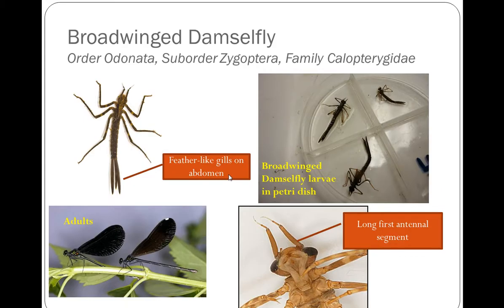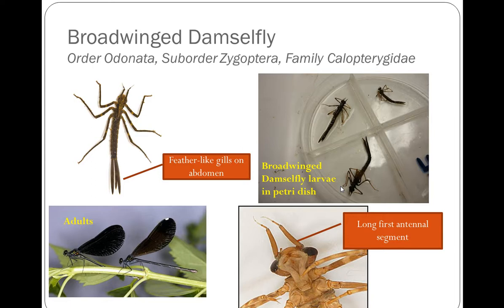Next, we're getting into the damselflies. For RiverWatch, we use broad-winged and narrow-winged damselflies, so we divide them up. For broad-winged damselflies, we're in the order Odonata, just like dragonflies, but now we're in the suborder Zygoptera. And for broad-winged, it's the family Calopterygidae.